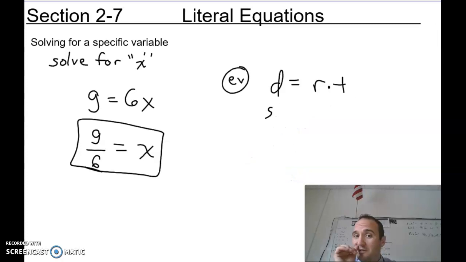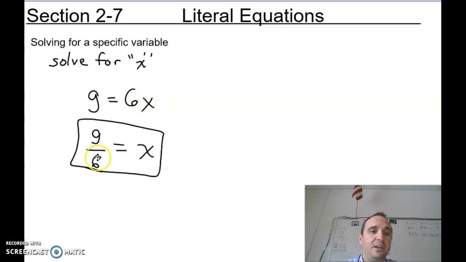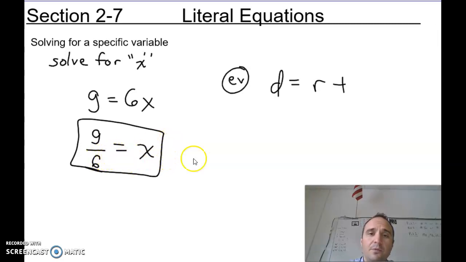I always like talking about distance as an example, but we're going to start with this one right here. So g equals 6x. I want to solve for x. Very important, we do the opposite of the multiplication here, and we're going to now divide by 6. G divided by 6 equals x. Doesn't even need to have a number.